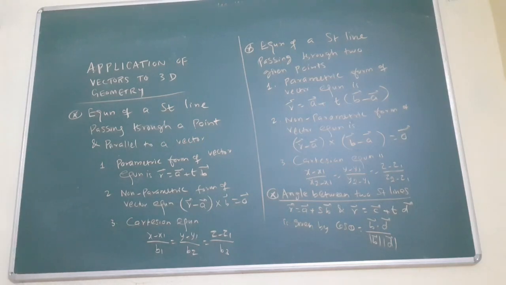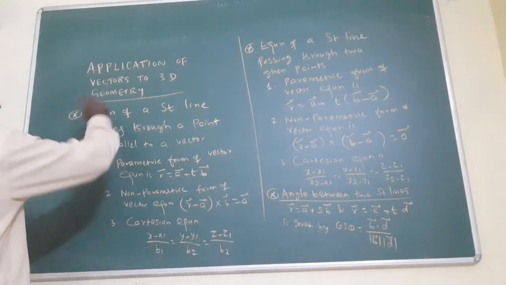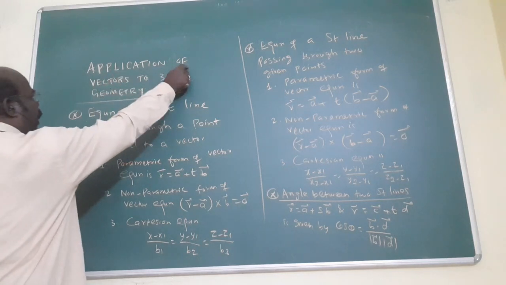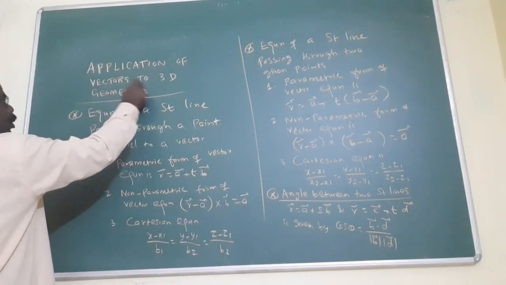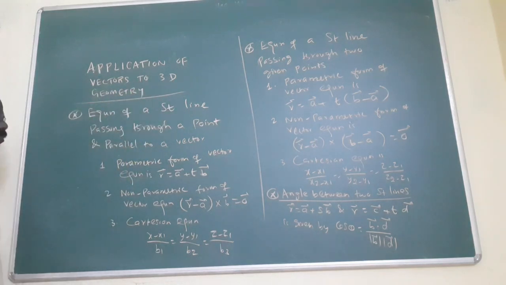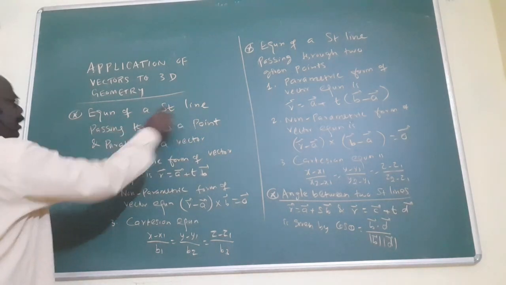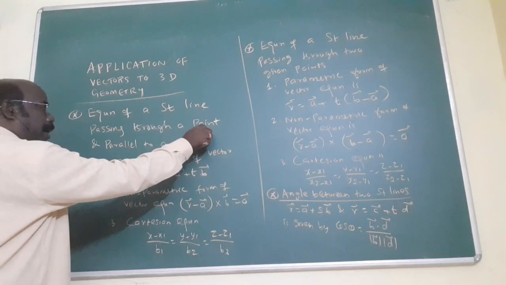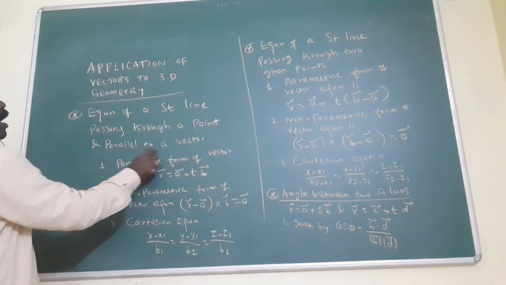Good morning, students. Now, the next exercise concept: the applications of vectors to three dimensions. That's called 3D geometry. We have a limited number of formulas in this exercise. Now, the equation of a straight line passing through a point, only one point, and parallel to a vector.